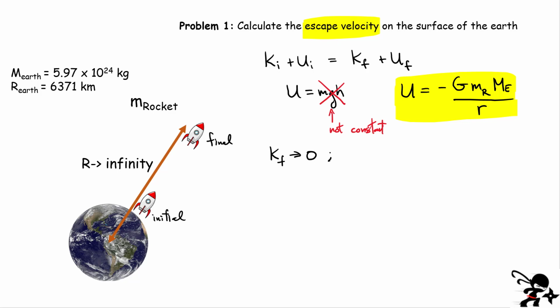What else? Well, we just talked about gravitational potential energy. For this case here, for escape velocity, it means that r tends toward infinity for the final position. All right, I'm going to have this rocket going very, very far away. So again, if I divide by a large number, it means that my final gravitational potential energy should be equal to 0.